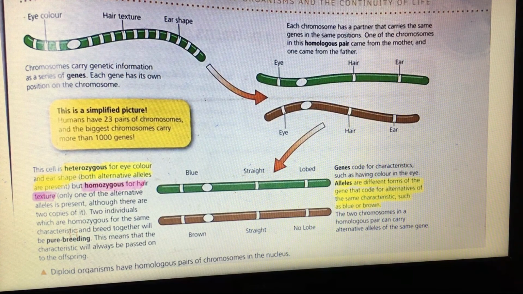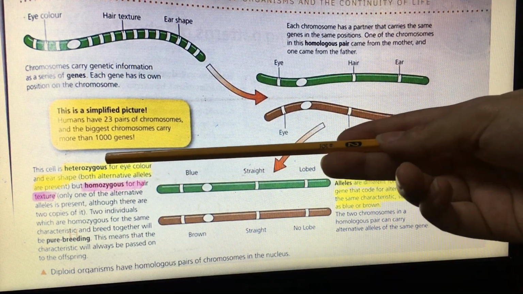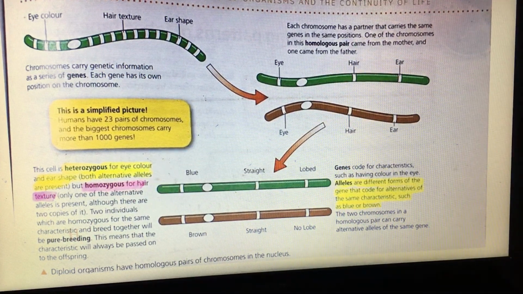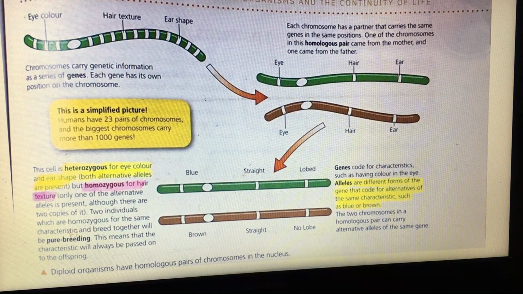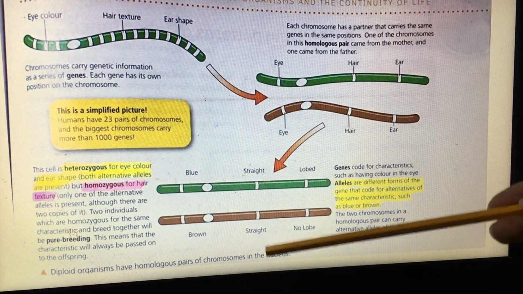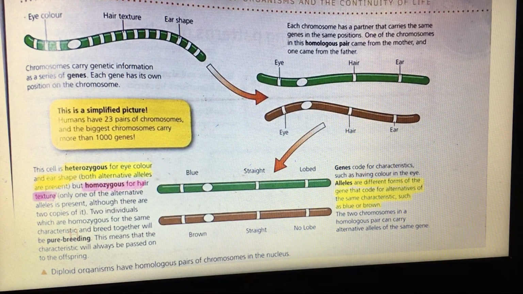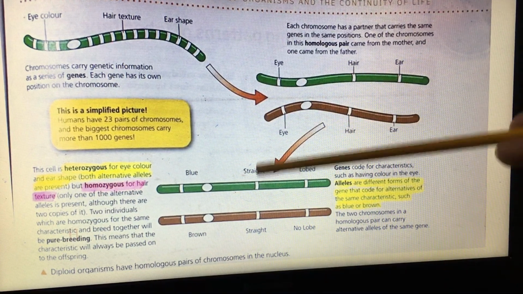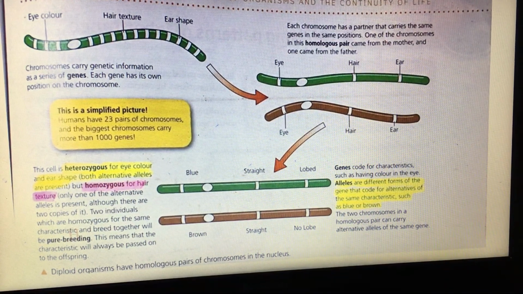Okay. Also, as we say that we have heterozygous and homozygous. Heterozygous for eye color and ear shape. That means both alternative alleles are present. But in homozygous, for hair texture, both chromosomes have the same forms of the gene.